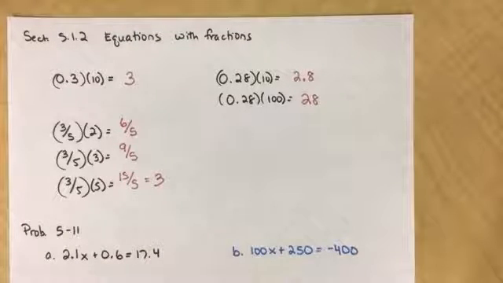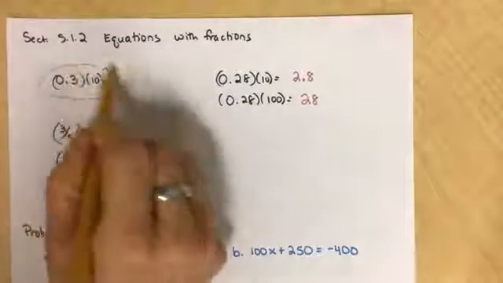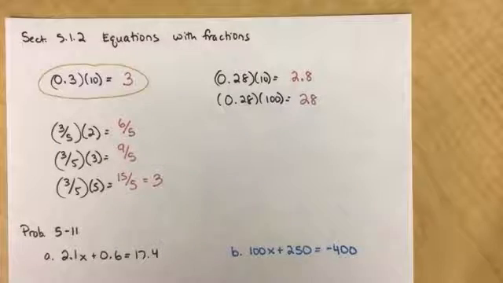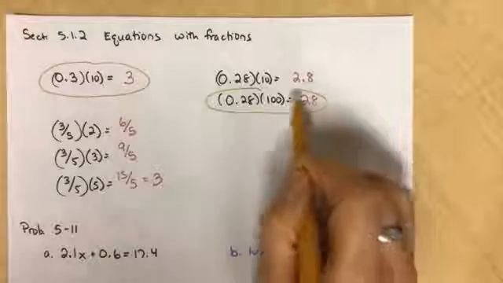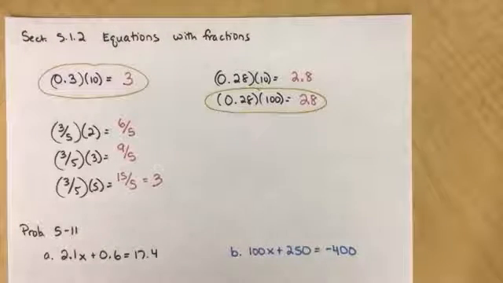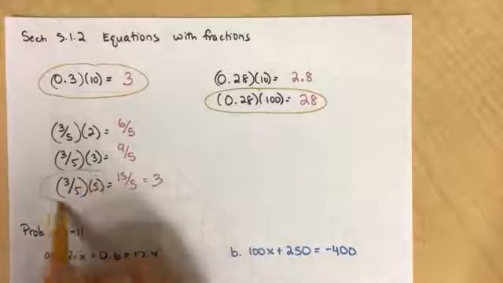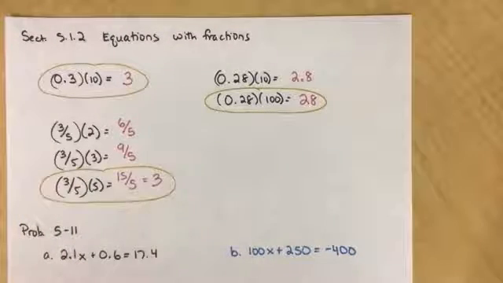So what we're looking at here is that sometimes if you multiply a fraction or a decimal by just the right number, you can turn that fraction or decimal back into something whole. So here, 0.3 times 10 was enough to turn 0.3 into a whole 3. Over here, it needed to be 100 to turn 0.28 into a whole 28. And here, it needed to be 5 in order to turn 3/5 into a whole.